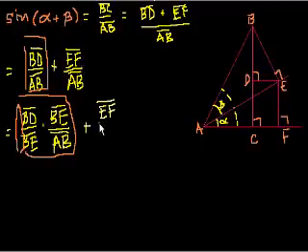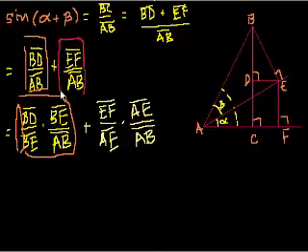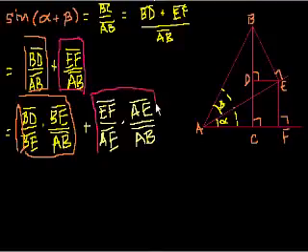EF over AB is the same thing as EF over AE times AE over AB, right? Once again, we're just multiplying fractions. These would cancel out, and you would get this again. Let me make sure you understand that this term is the same thing as this term. You can just multiply out the fractions, and that's what you would get.